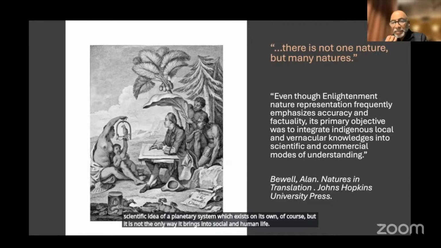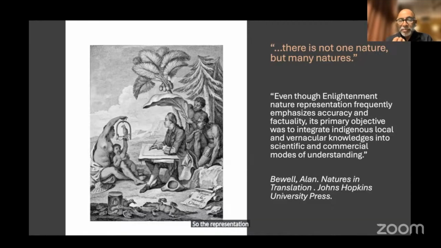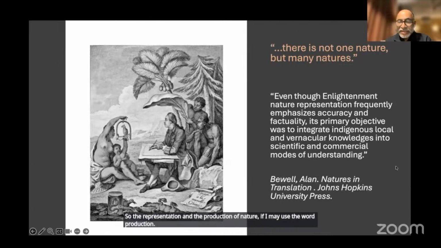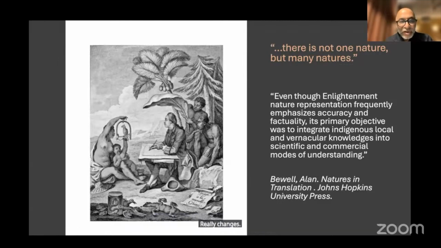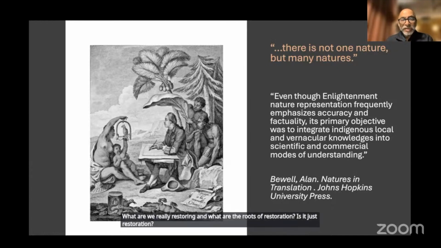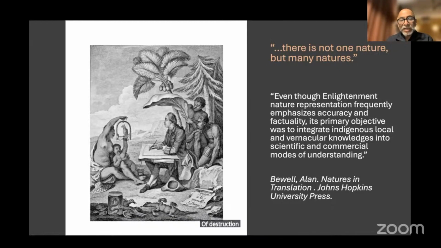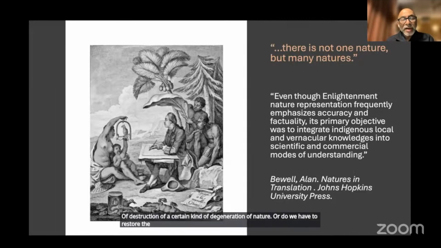So the representation and the production of nature, if I may use the word production, really changes how we think of it. And when we try and restore it, what are we really restoring? And what are the roots of restoration? Is it just restoration after destruction, a certain kind of degeneration of nature? Or do we have to restore the very social system through which that nature is produced?